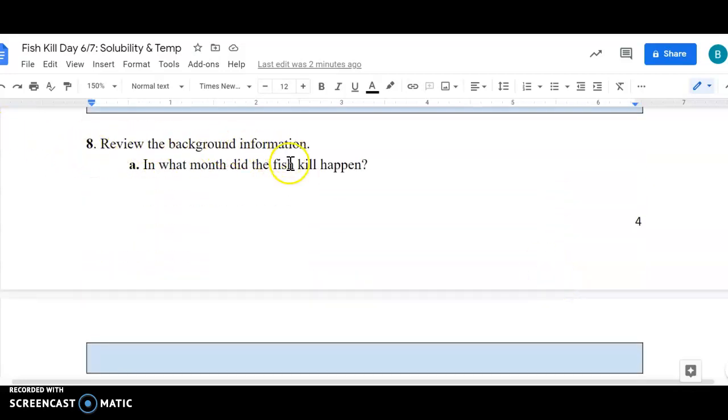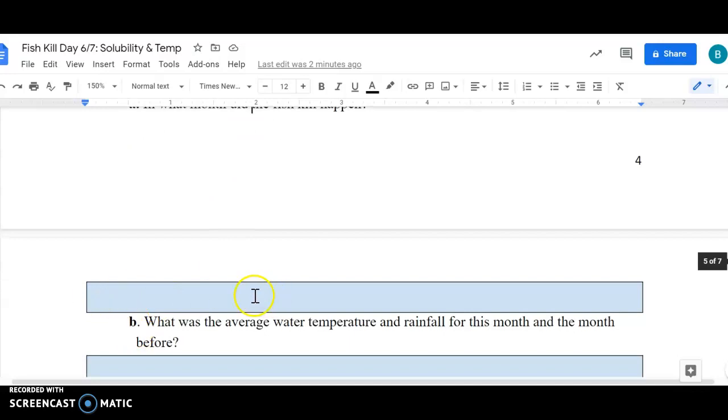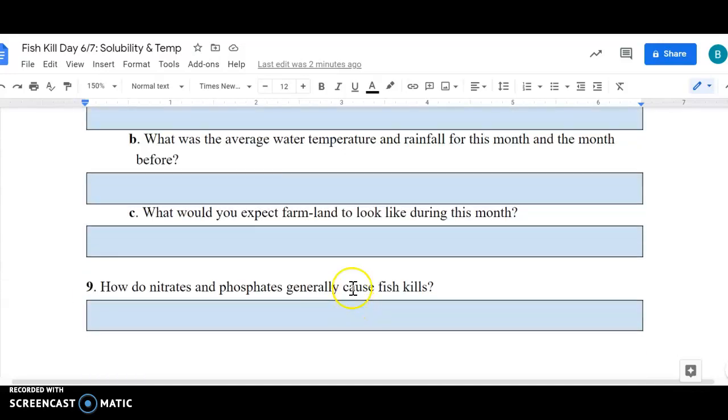Review the background information. In what month did the fish kill happen? Go to fish kill day 1, second paragraph. It will tell you this is the day that the fish kill happened, and it happened for several weeks after. So list when that occurred.